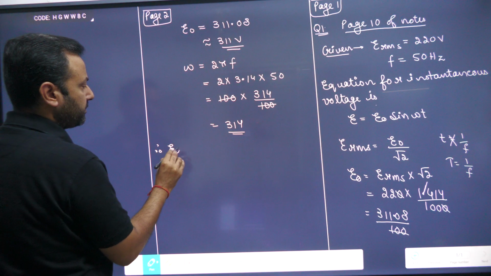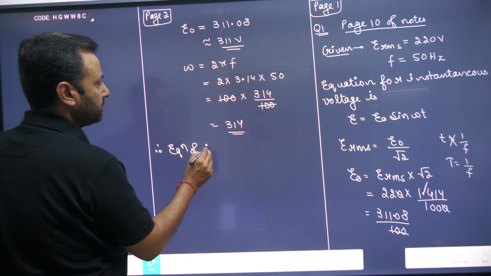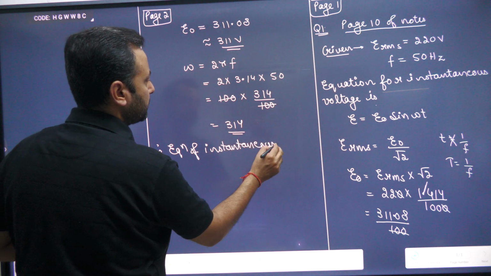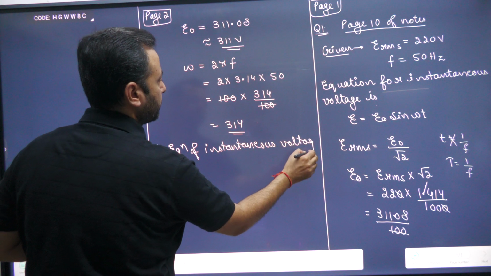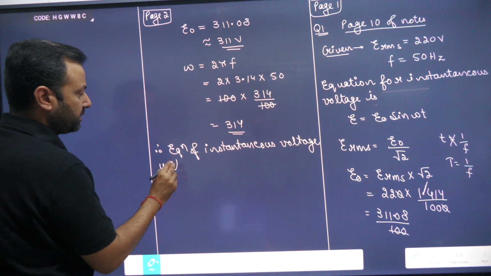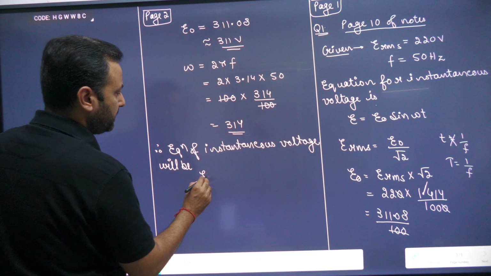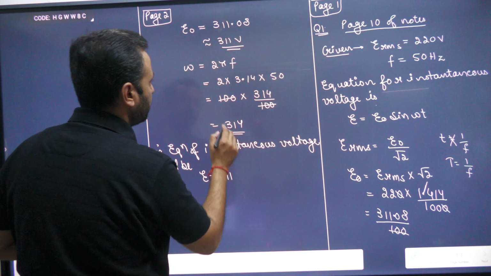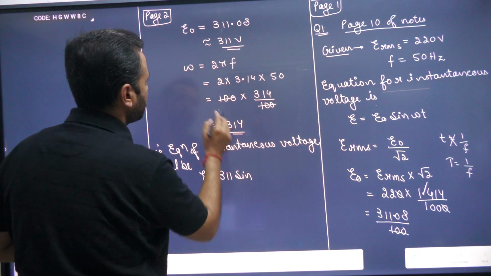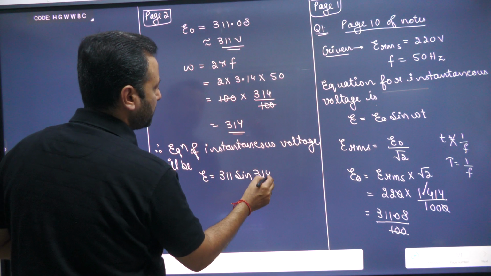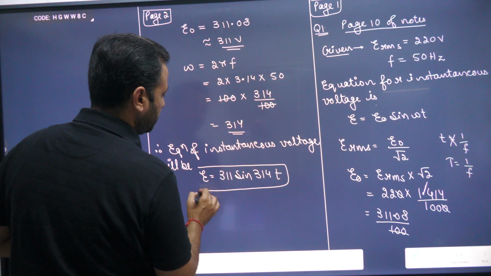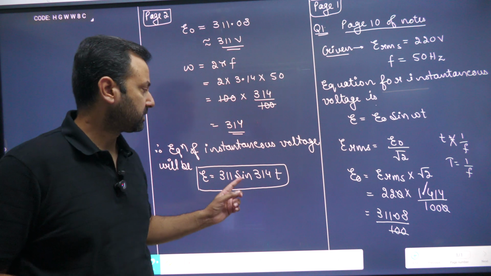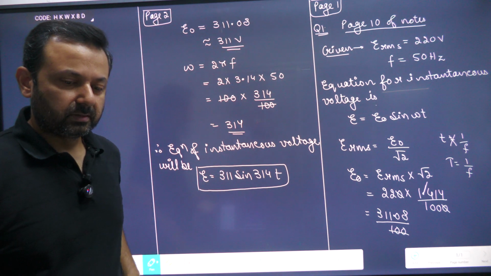Therefore, the equation of instantaneous voltage, or EMF, will be E is equal to E naught sine omega t. What is E naught? 311. So 311 sine, what is omega? Omega is 314, and t. This is the equation, and in this equation small t will always be there. Sine will always be there. Understand?